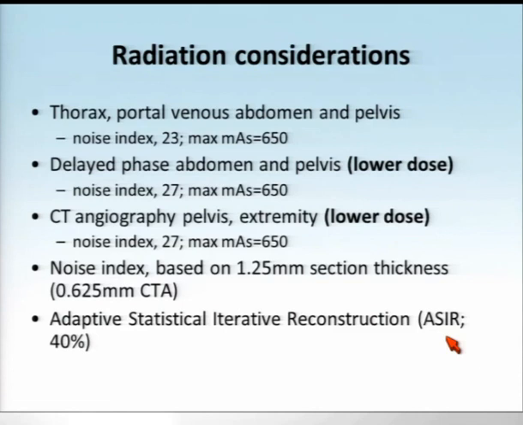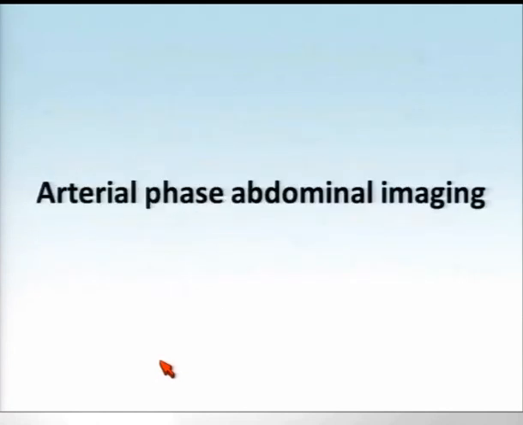For CT angiography of the pelvis or the extremities, also important, we can also lower the dose there. We have an inherently high contrast to noise in that angiography, and we can get away with a little bit more noise. Again, about a 20 to 30% dose reduction when compared to our standard radiation settings. And if you're familiar with noise indices, those are based in our institution on the thinnest data set that we're reconstructing. And in all cases, we're using an iterative reconstruction tool, and we're setting that to 40%.